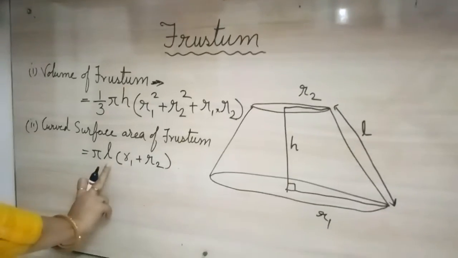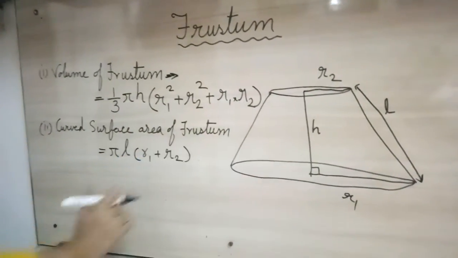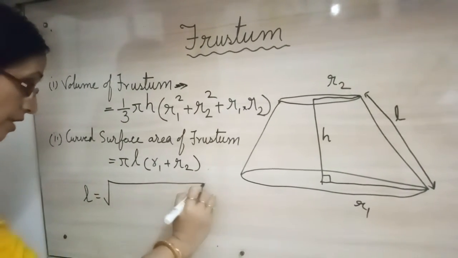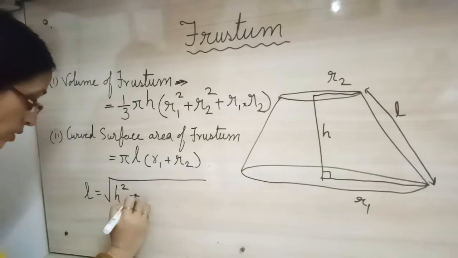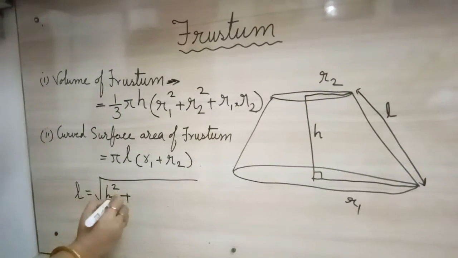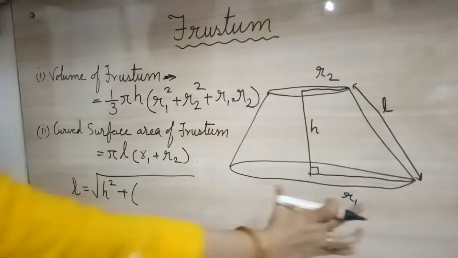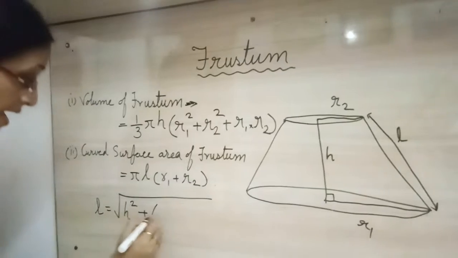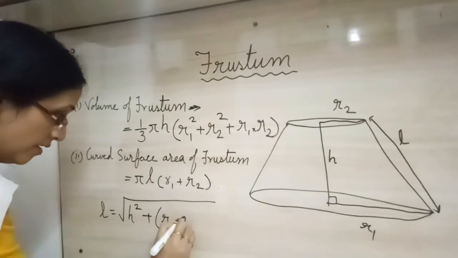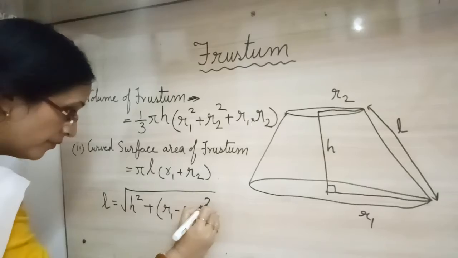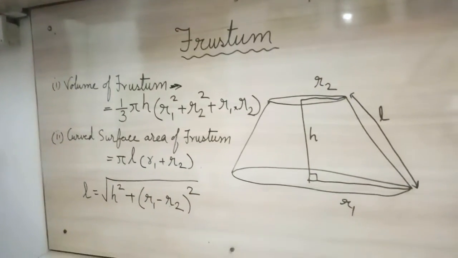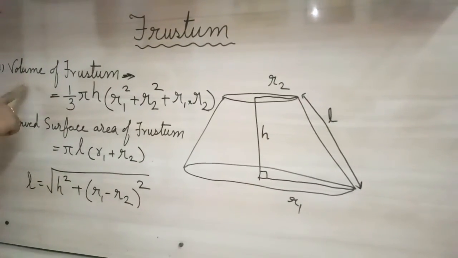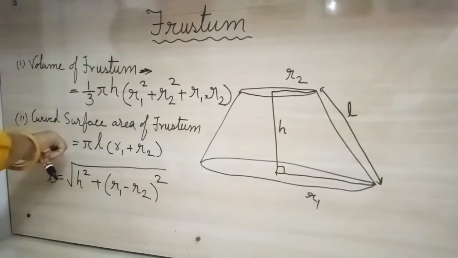Now question arises how to find L, because again the formula will be different from the cone. So how to find the L? So L will be under root h square, so as it is, it will come. And for R, what we are going to do is from the bigger radius, whichever is your bigger radius, from that radius you are going to minus the small radius, and then their square, minus R2 whole square. Clear? So this is how we get the L. L means slant height. So volume of frustum is there, curved surface area of frustum is there.